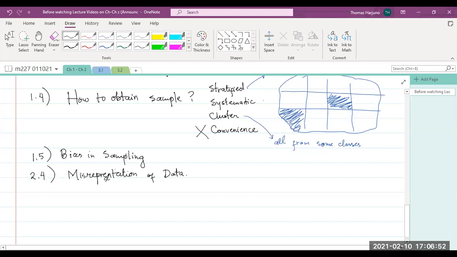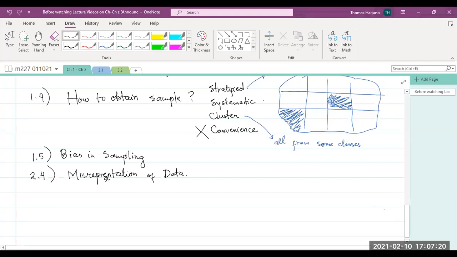Misrepresentation of data is actually the place where a lot of people who call themselves statisticians try to tweak your opinion by purposely misrepresenting the data. I'm not saying that they represent the data in the wrong way, but they purposely represent it in a certain way that gives you a different feeling.